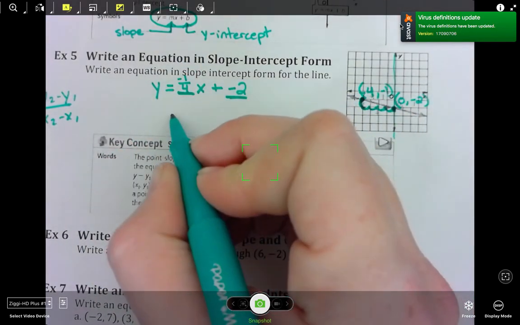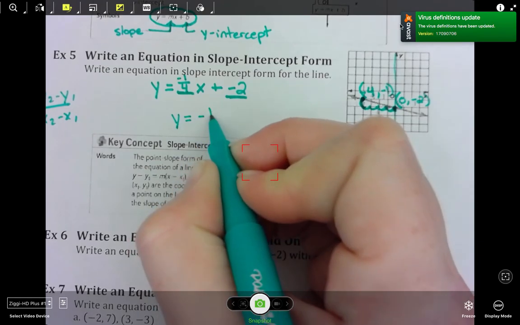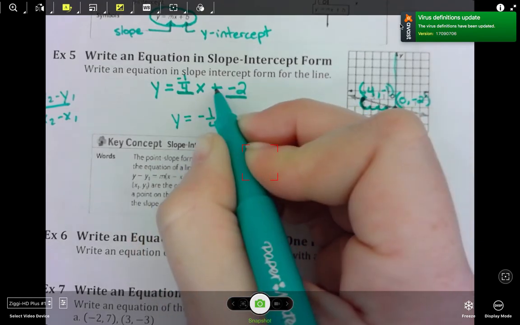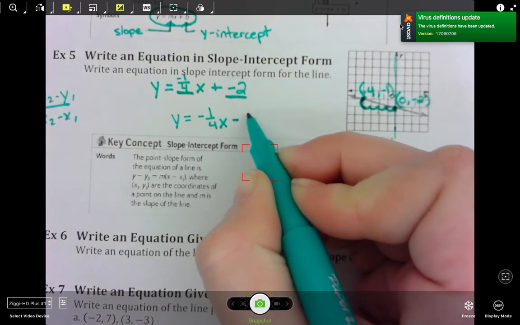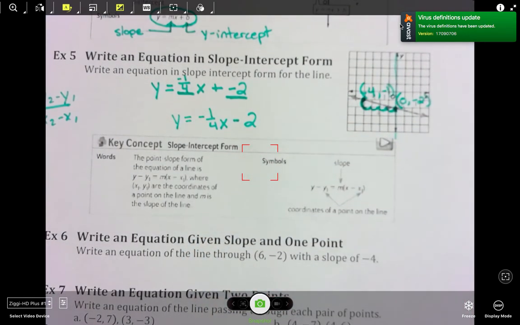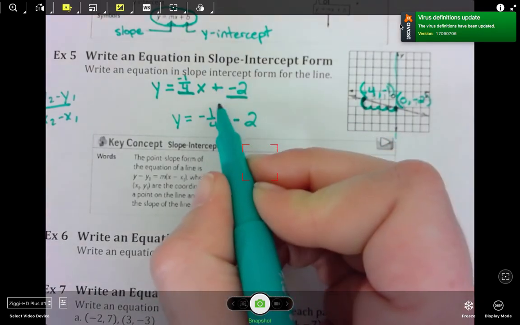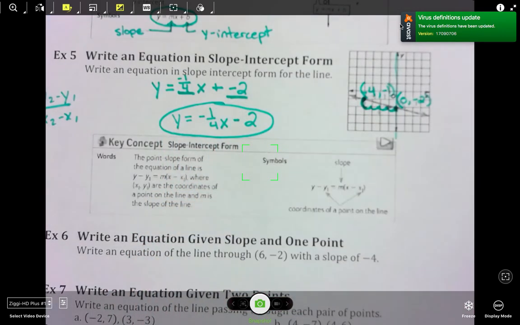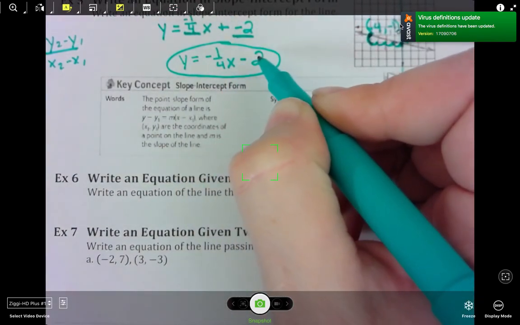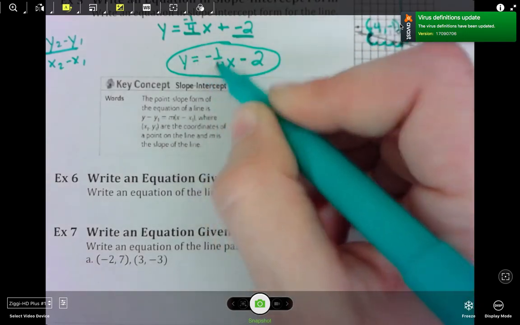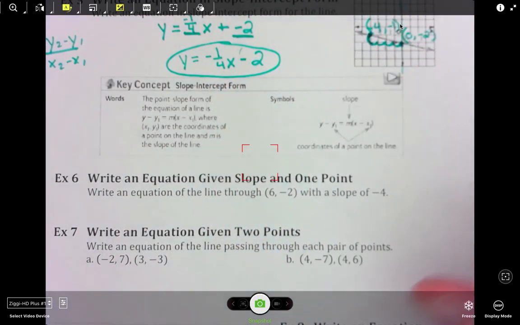So to make this a little bit nicer, I would write y equals -1/4 x, and then plus a -2. I don't really need both of those symbols in there. It would just be minus 2, because a positive and a negative makes a negative. So this would be the equation of my line in slope-intercept form. That was the slope and the intercept right here. Negative 1/4 is the slope, and negative 2 is the intercept.